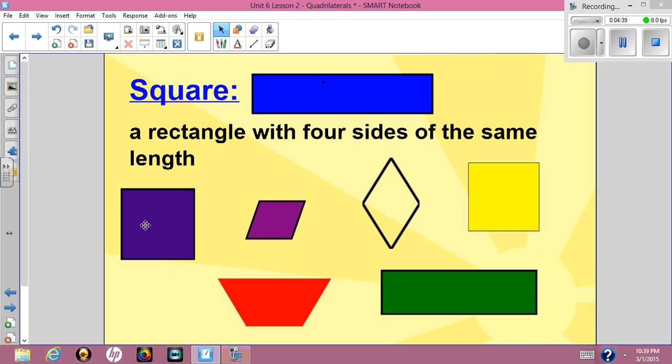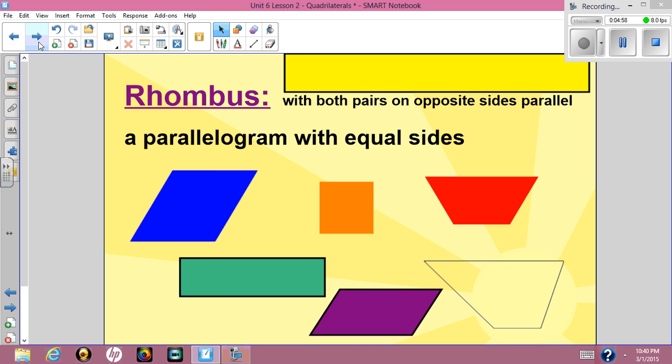So each definition that we've discussed, parallelogram, rectangle, and square, refines just a little bit more of the definition. So a square fits all the attributes, but a parallelogram cannot fit all the attributes. Now let's look at a rhombus.